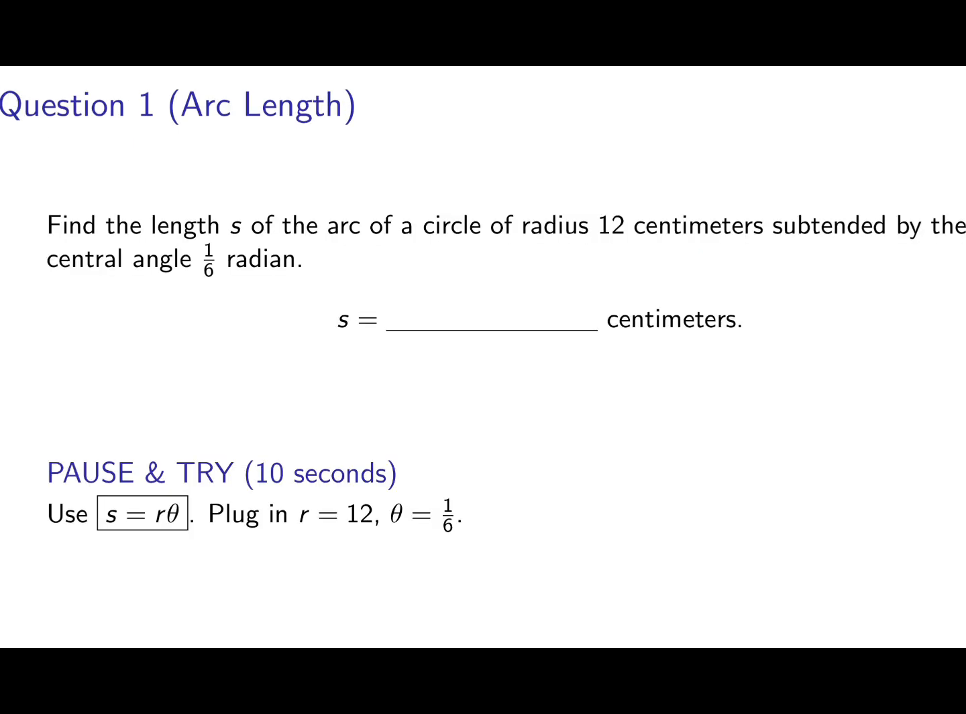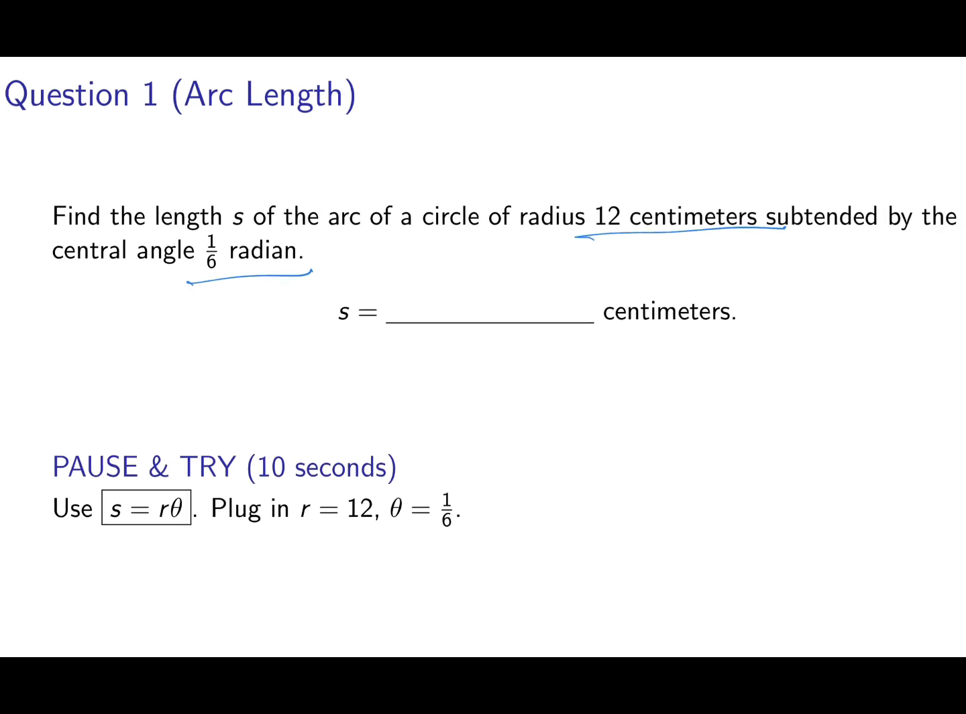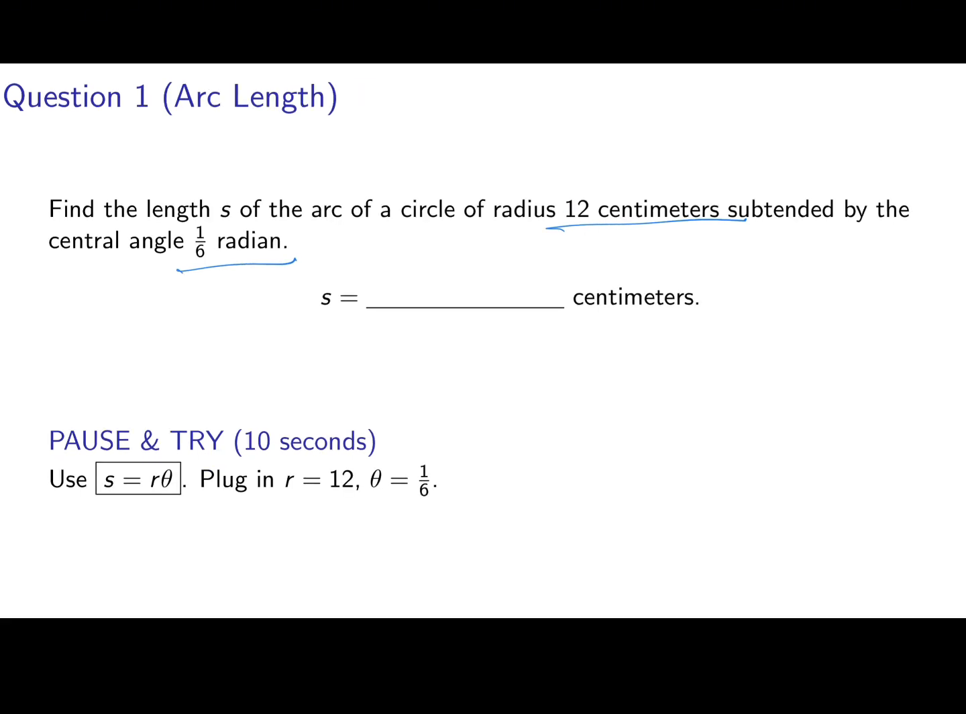Question 1 is about the arc length. The radius here is 12 centimeters. The central angle is 1/6 of a radian. So find the arc length S. Pause and try for 10 seconds. Use the formula S is radius multiplied by theta.